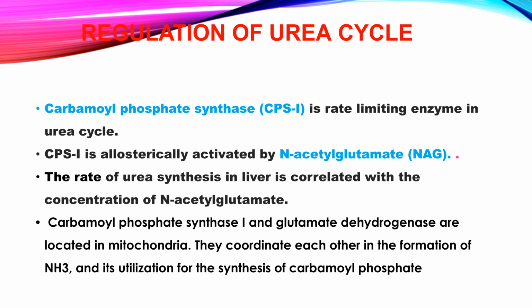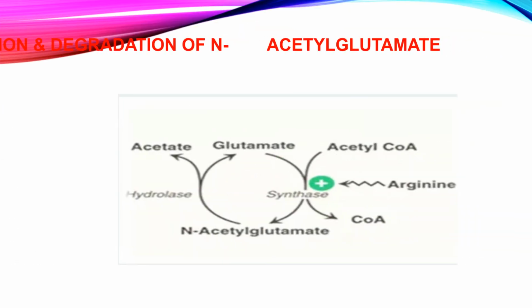enzyme. CPSI is allosterically activated by N-acetylglutamate, or NAG. The rate of urea synthesis in the liver correlates with the concentration of NAG. This diagram illustrates the formation and degradation of N-acetylglutamate, the allosteric activator of CPSI. N-acetylglutamate synthase uses glutamate and acetyl-CoA to form NAG, a reaction stimulated by arginine. NAG is then degraded back to acetate and glutamate by hydrolase.